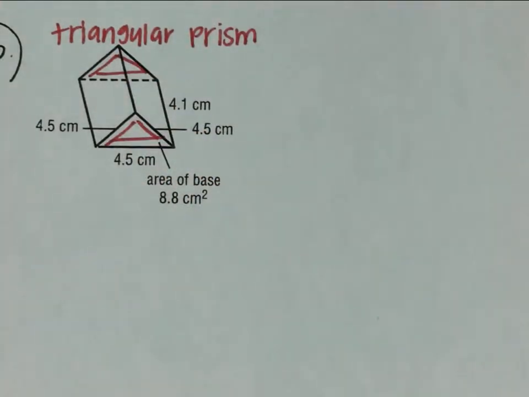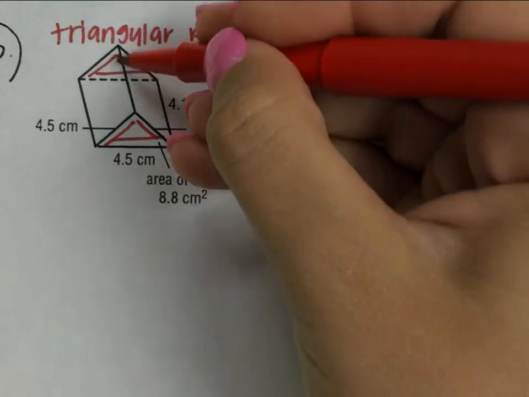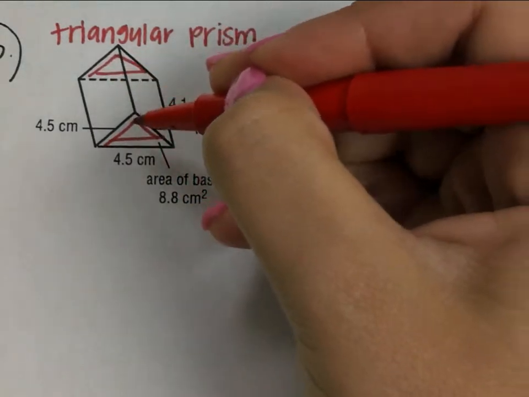Do we remember how to find surface area of a triangular prism? Good. It's not an actual formula. It's just finding the area of all five sides and adding them together. So how many sides should I have total? 5, right? A triangular prism is always going to have 5 sides: 2 triangles and then 3 rectangles.